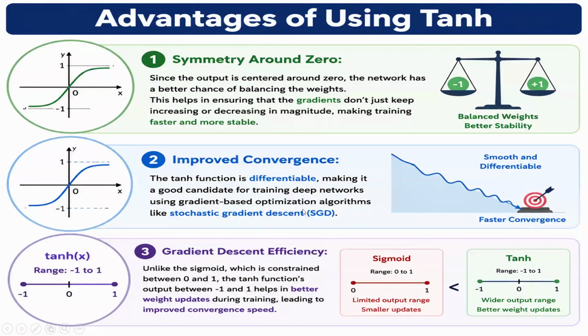The advantage of the tanh function is symmetry around 0. Since the output is centered around 0, the network has a better chance of balancing the weights. That is the biggest advantage, and it makes the algorithm faster and more stable. Improved convergence means the algorithm can stop very early, along with better gradient descent efficiency. Unlike sigmoid, whose range is 0 to 1, in tanh the range is from -1 to 1, which helps in faster weight updates during training. So these are the advantages of the tanh function.